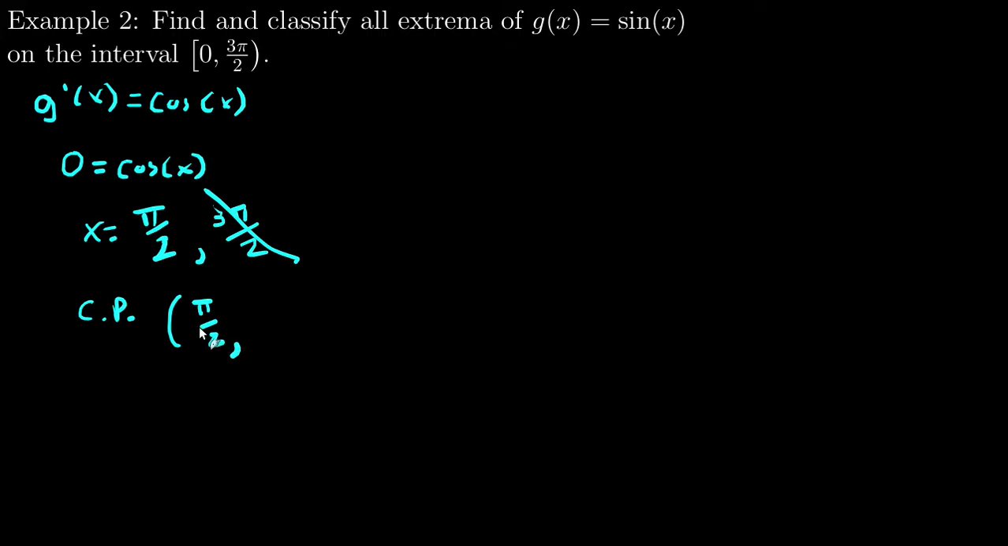When I substitute pi over 2 back into g, I'll get sine of pi over 2, which is 1. I also need to consider the endpoint. And the endpoint I have is 0. And when I put 0 into sine, I get 0. And I can do the same thing with the sine chart to see what's happening.